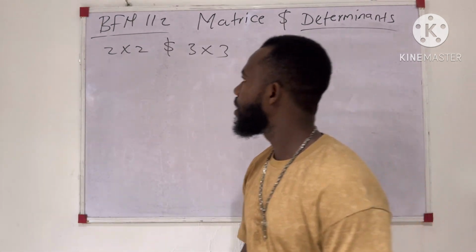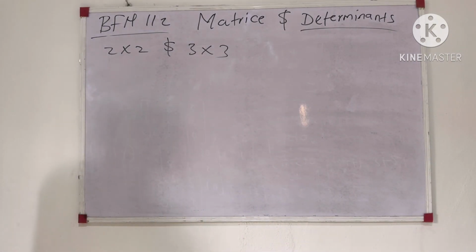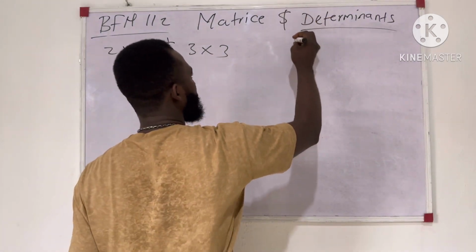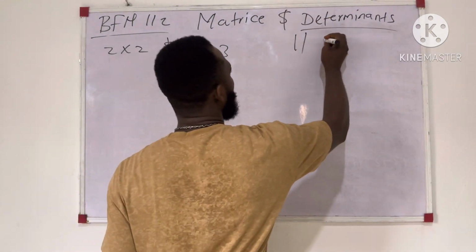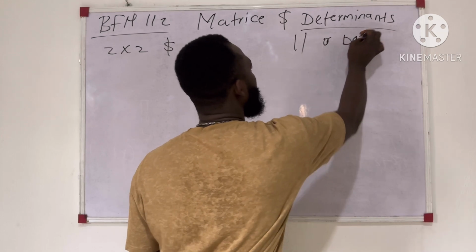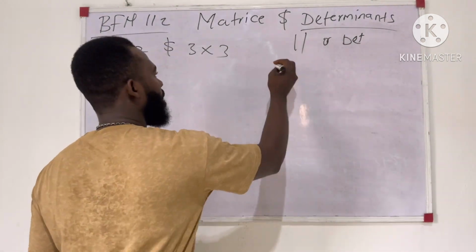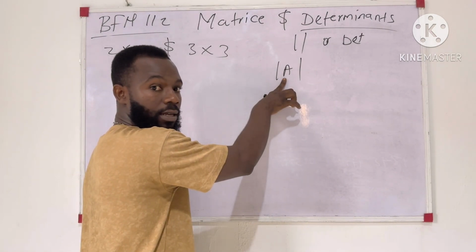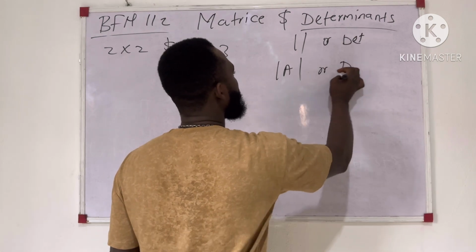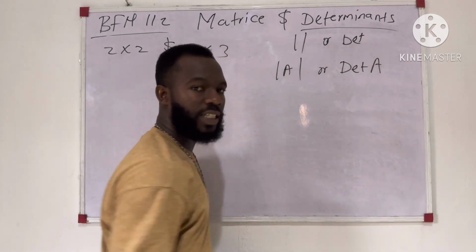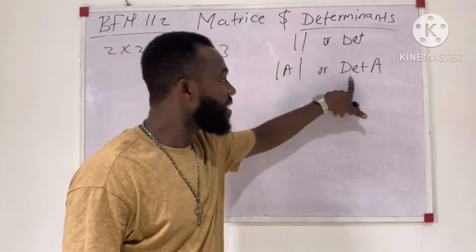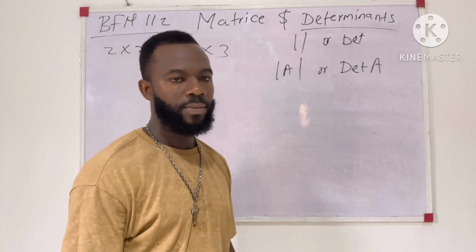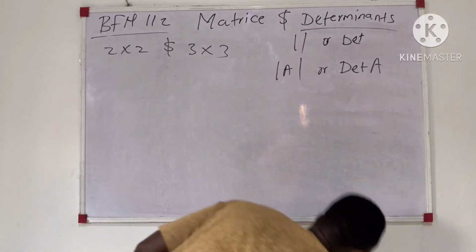Let's begin the class. First of all, determinants can be represented with this sign, or you can simply say DET. So if I should say this, it simply means the determinants of A. Or if I should say DET A, it simply means the determinant of A. So any of these two means determinants. So let's solve some questions.